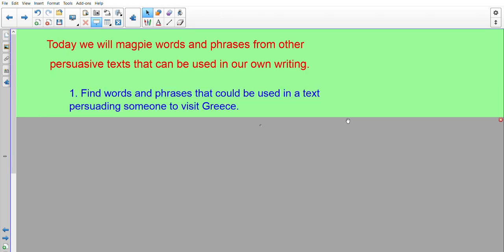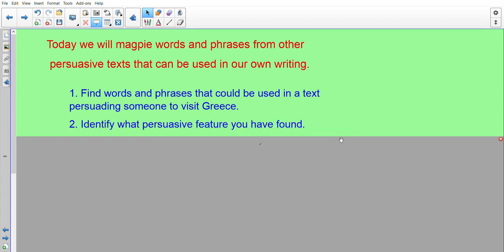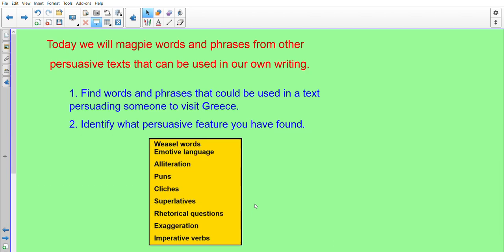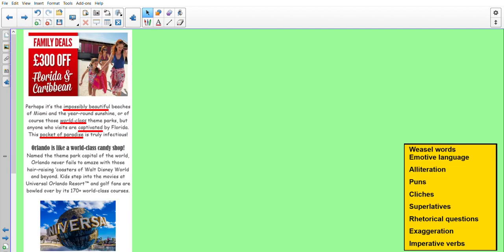Does that make sense? So first you'll find the words and phrases that could be used in a text persuading someone to visit Greece. And then I want you to identify what persuasive feature you have found. So we did that last week already, so hopefully you won't find it too tricky. And here is just a reminder of the features we were looking at last week. And I've also added imperative verbs there. Okay, so let's get started. I'm going to show you how to do this first one here, and then I'll let you have a go at another one.